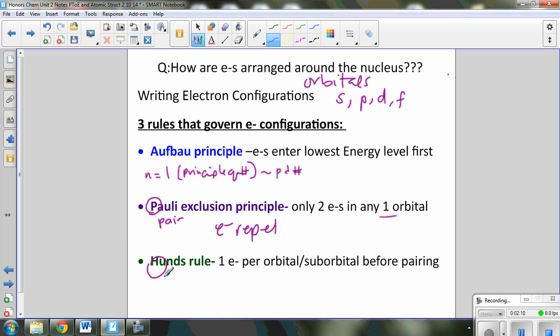Hund's rule is how I remember this. And it's that one electron is going to be put into each orbital before we start to pair them up. And that's going to limit the amount of repulsion that we feel in the atom and the instability, which helps whenever we're talking about reactivity.